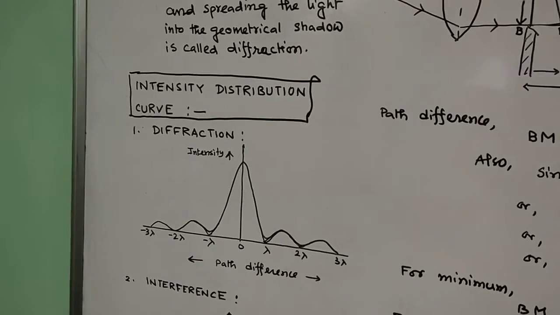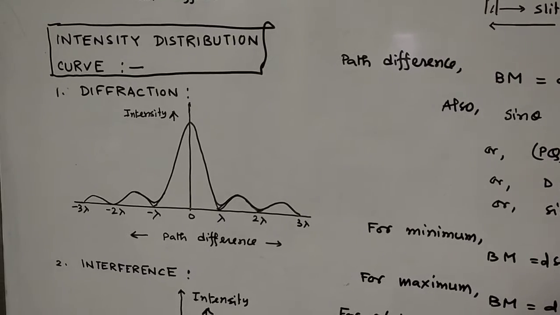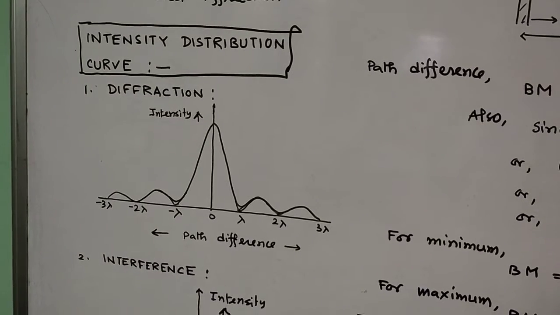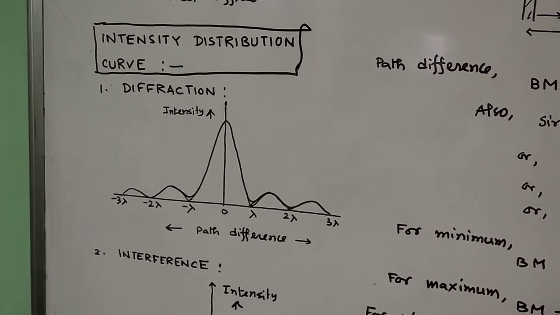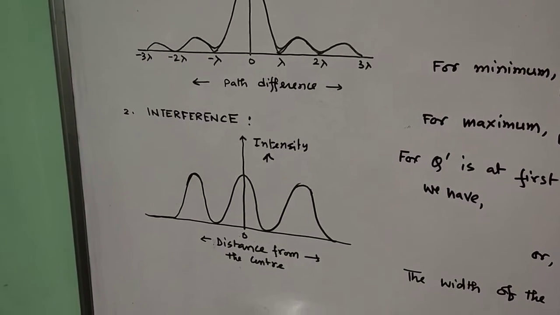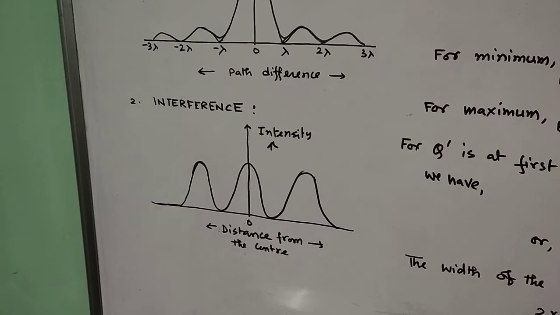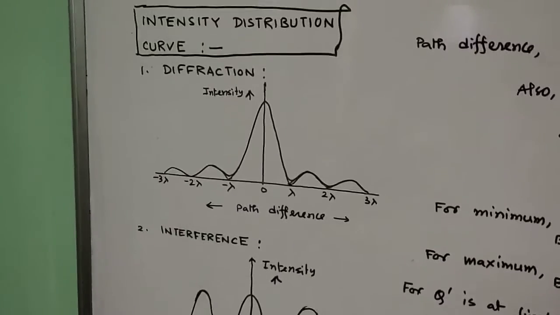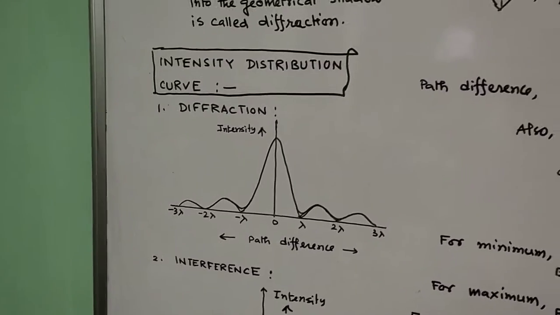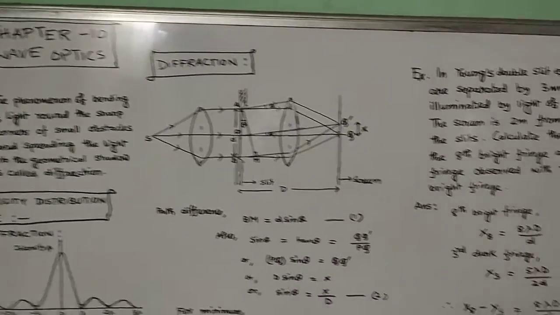Now regarding the intensity distribution curve, you will see that in diffraction the intensity decreases. There is a maximum intensity for the principal maximum, but slowly the intensity decreases with respect to the path difference. But for interference, you will see the intensity is constant throughout with respect to the distance from the center. The intensity is constant in case of interference, but in case of diffraction, the intensity decreases with respect to the path difference. So please go through this part. This part is very important, and try to find out your doubts.